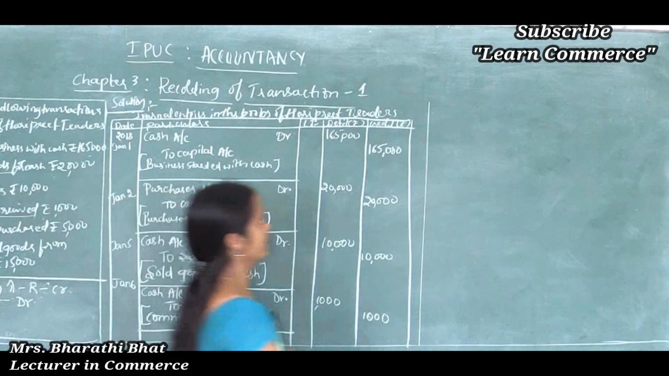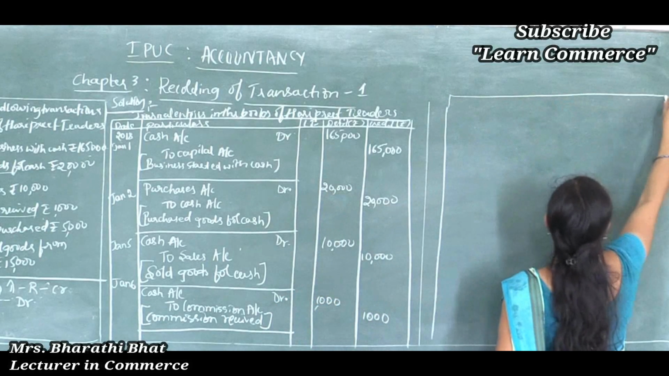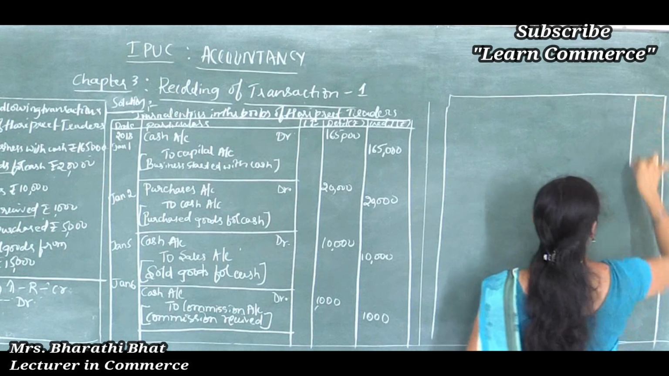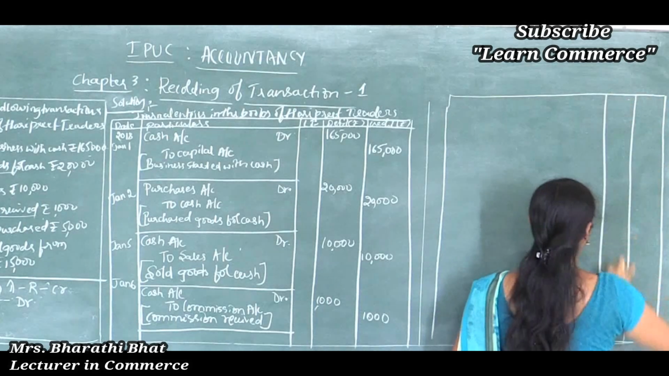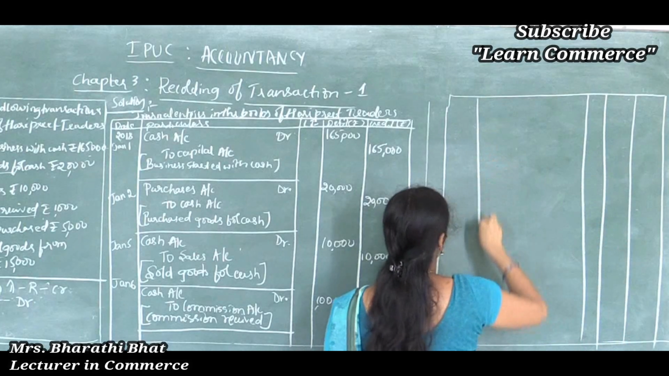Okay. And it is a continuation. Amount, debit amount, credit amount, LF and date, particulars.